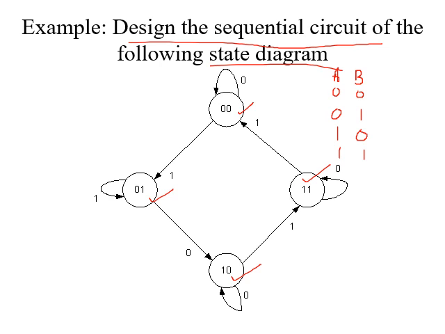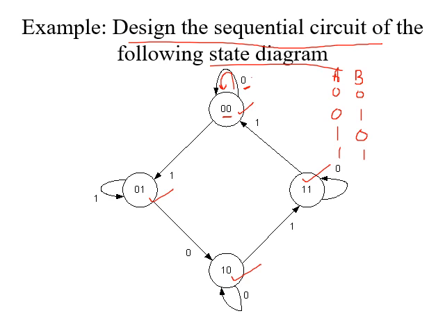Now, we are given some transition arrows. For example, if I consider this arrow, what does this mean? It means that when the system is in the state 0 0 and we provide an input 0 to the system, then the system will come back to this state itself. It will remain 0 0 only.